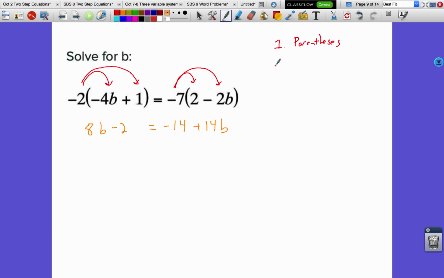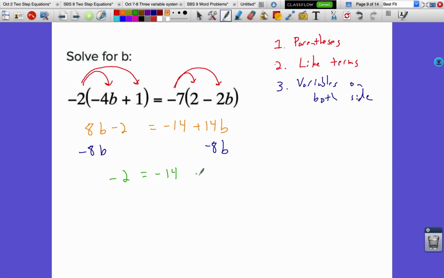The next thing we look for are like terms, but specifically like terms that are on the same side. We don't have that here. So the next thing I look for after that is variables on both sides. I always want to move the smaller one. So I've got 8b and a 14b. I'll move that 8b by subtracting 8b from both sides. Negative 2 equals negative 14 plus 6b.